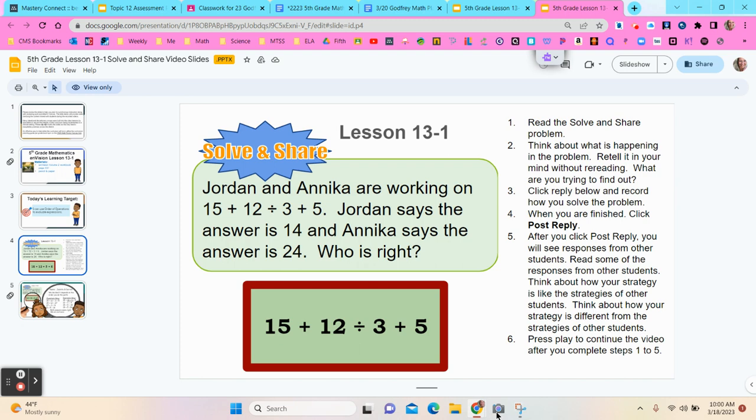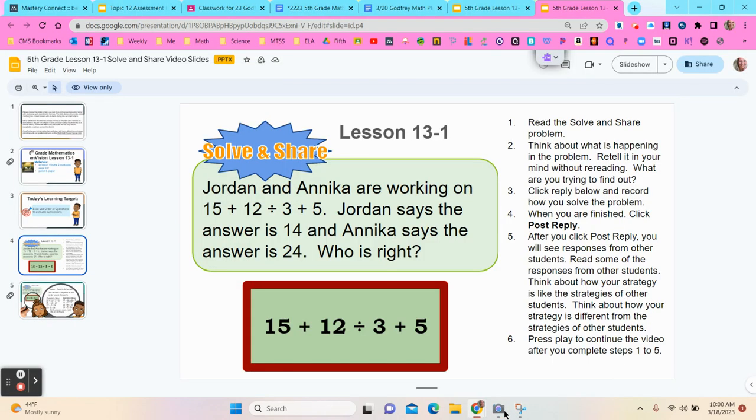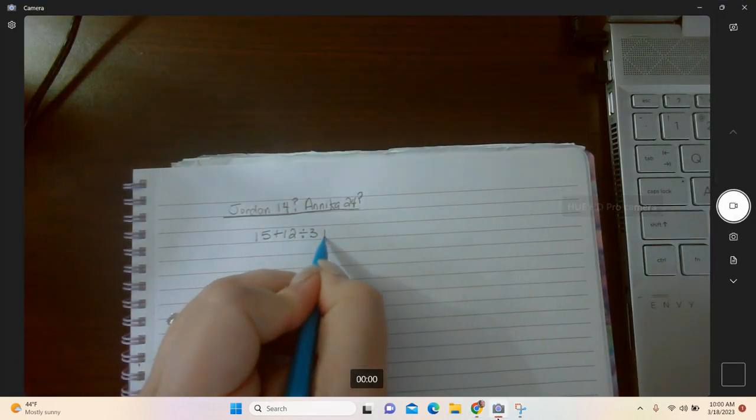All right, and now let's go back in, and on this one, I don't really think we need to take too many notes. It's more like copy the problem. So 15 plus 12 divided by 3. Let's go back and see what the last part of it is, plus 5. 15 plus 12 divided by 3 plus 5. All right, there we go.